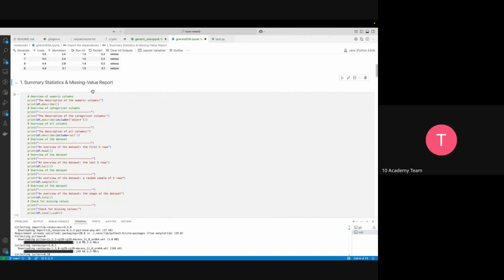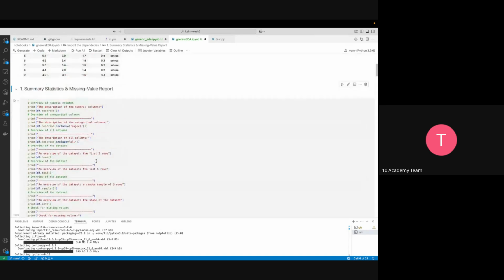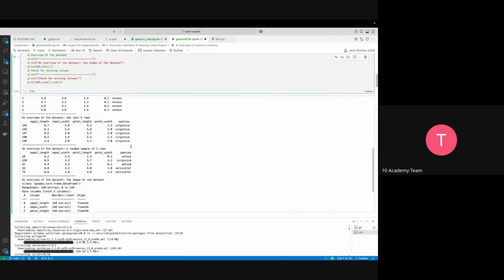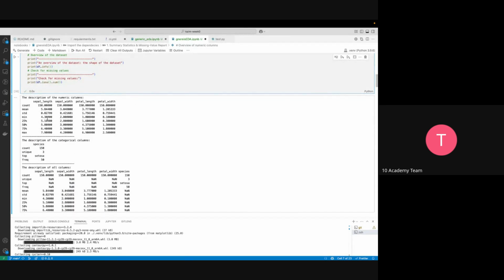This is the first thing we were talking about, which is summary statistics and the missing value report. For the summary statistics, I think this might be a bit confusing. If it is, we can take a look at them one by one. But generally, describe is going to describe the dataset. So here is describe, the description of the numeric columns.